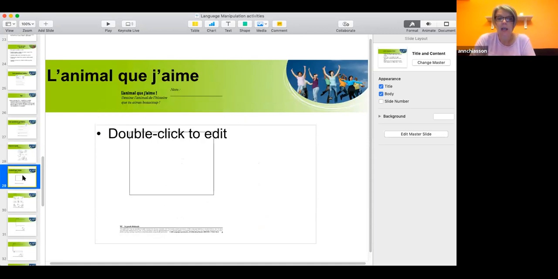Bon. Il y a aussi des feuilles comme l'animal que j'aime. Dessine l'animal que tu aimes beaucoup. So the child can draw it and then use it for them to talk to their friend about it. Voici l'animal que j'aime beaucoup. C'est la poule ma boule.